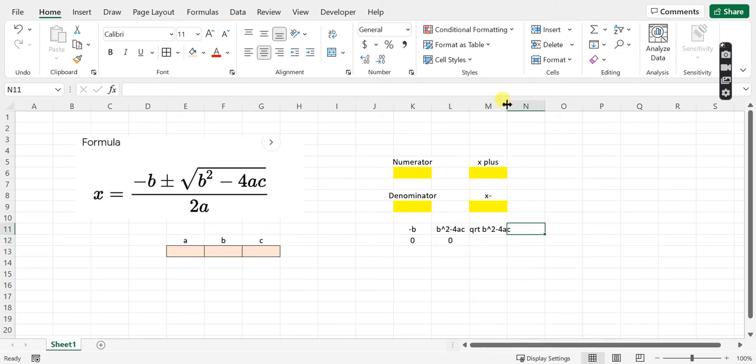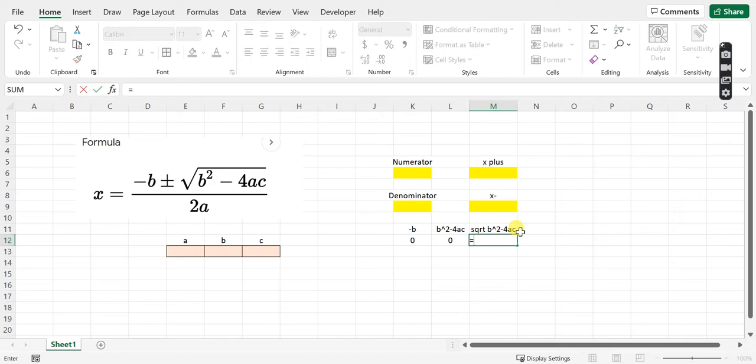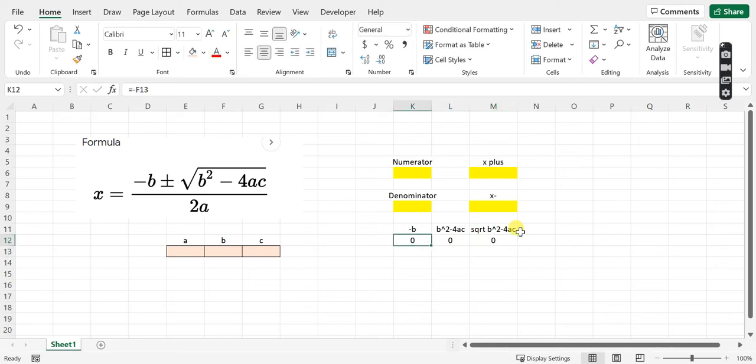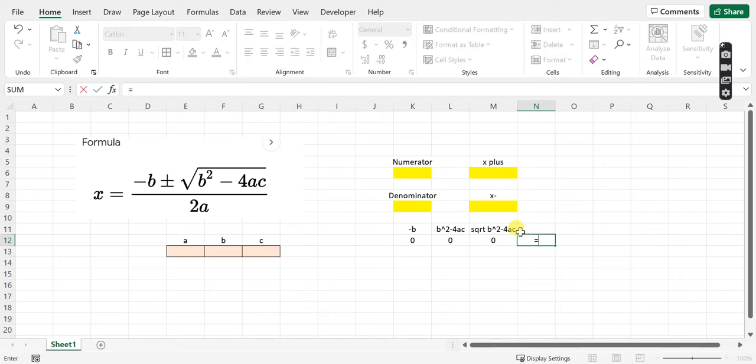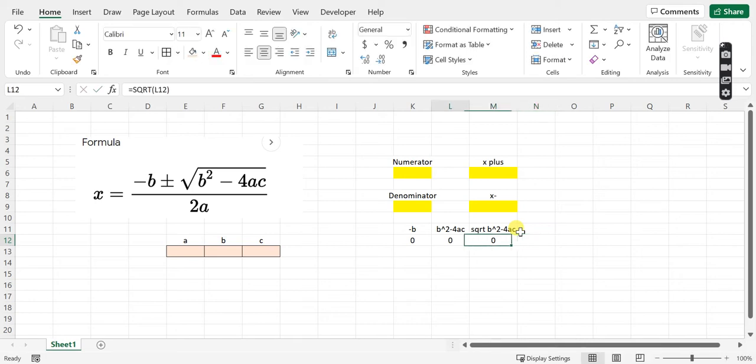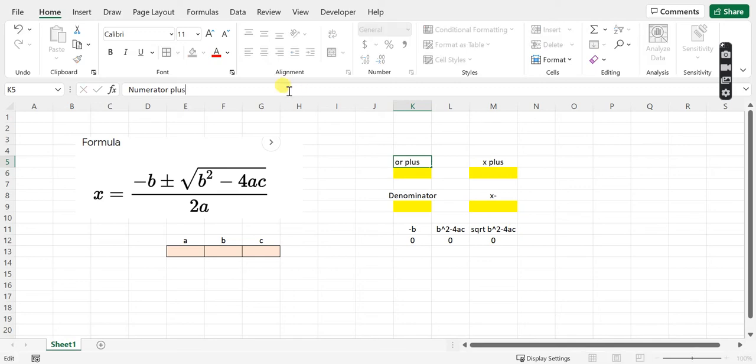Again, this is a very step-by-step way of going about it, but it's just to make sure that we don't have any issues. So square root of that, and that's okay. So that's almost completely the numerator. So now we just need to, actually, well, there'll be two numerators. Call it numerator plus, and there'll be numerator minus.